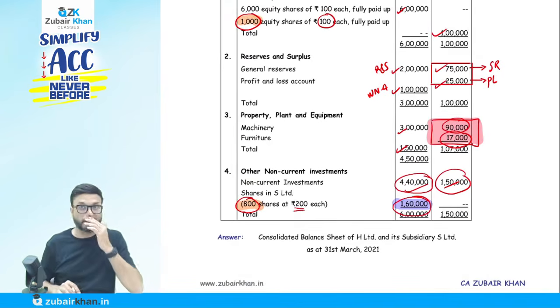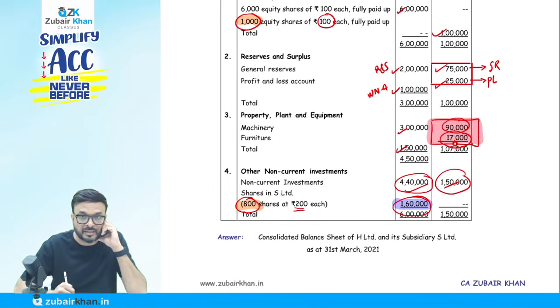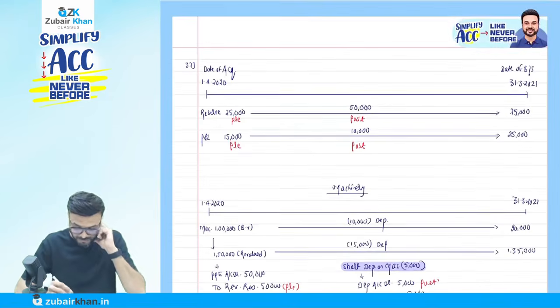Now listen. How much balance we have is very interesting. Okay, go to the basics of accounting. It will be easy for you to understand. How much is the balance that we have? Closing balance of machinery 90 and the furniture 17. So I'll discuss it one by one because there are adjustments.